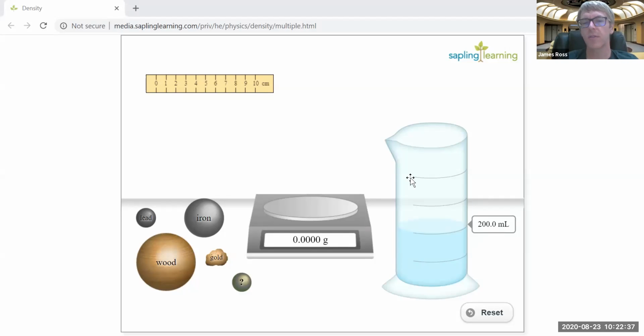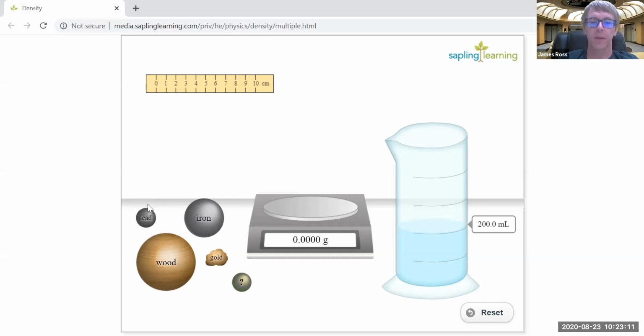So I'd encourage you to fiddle around with this. If I want to figure out the density of, let's say, lead, I would have to weigh the lead, so I've got a value. I then put the lead in here and see the volume displacement. Originally I've got 200 ml of water, and now I've got 204.2 milliliters of water, so I can figure out the density of the lead.